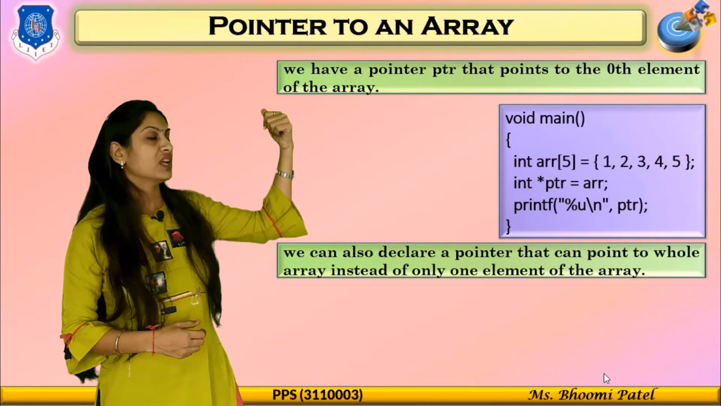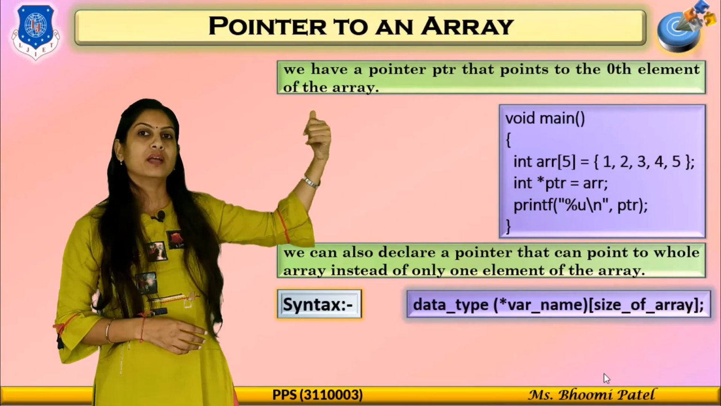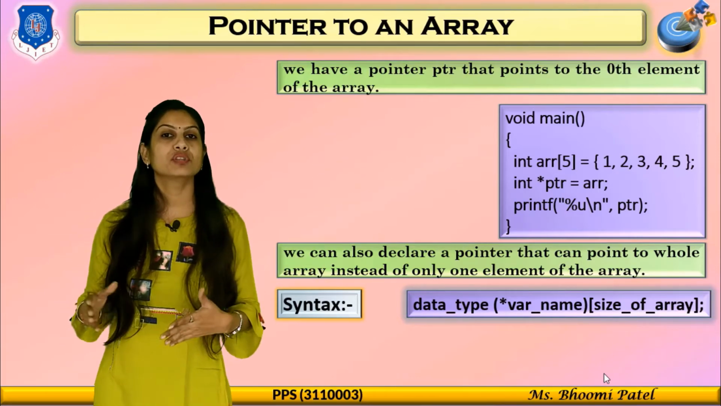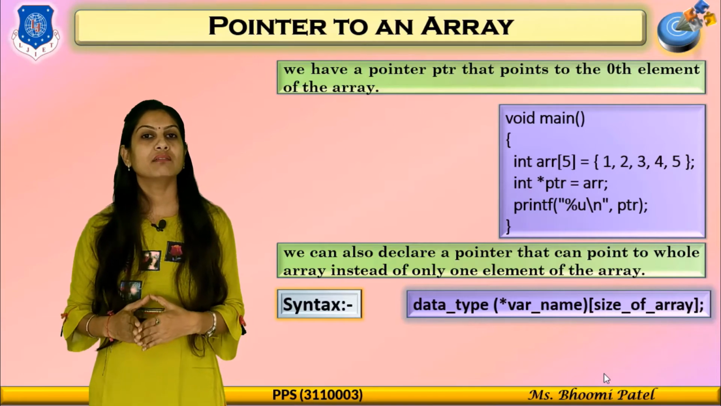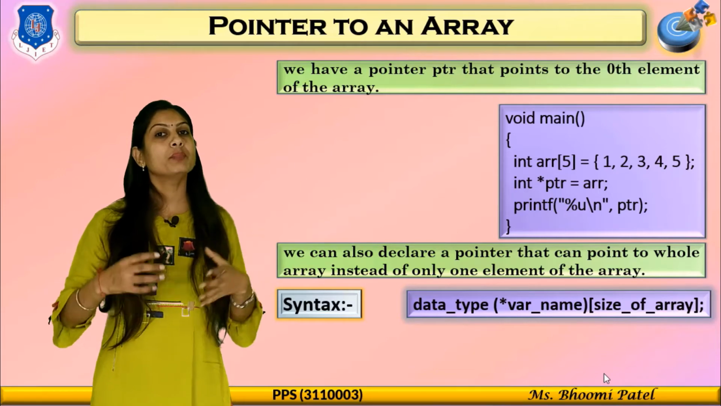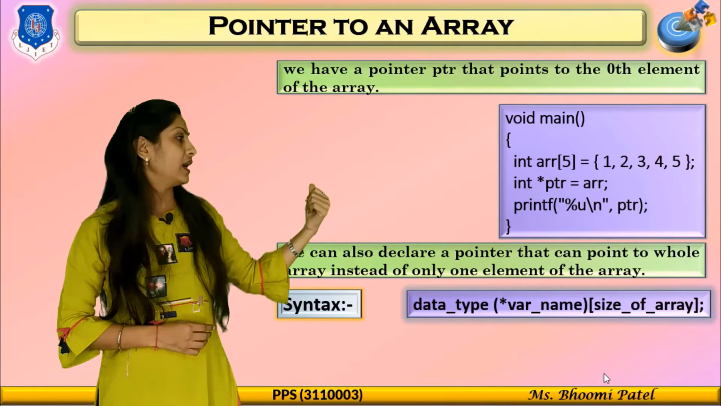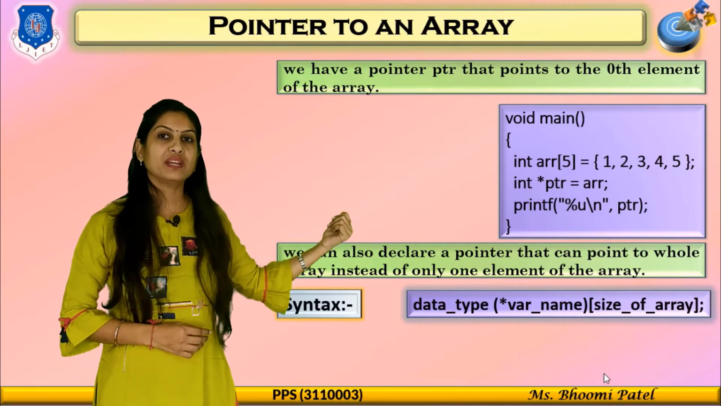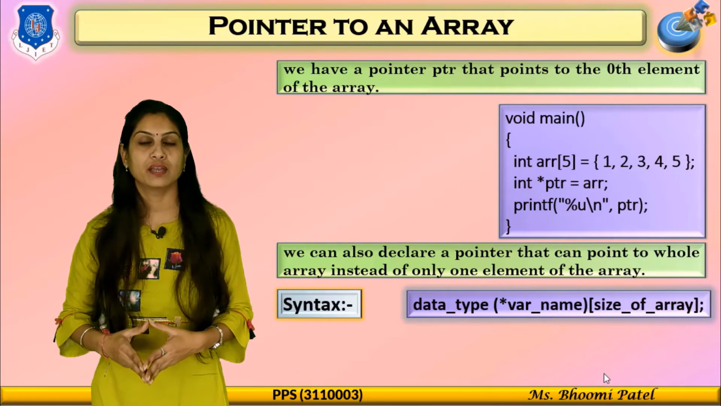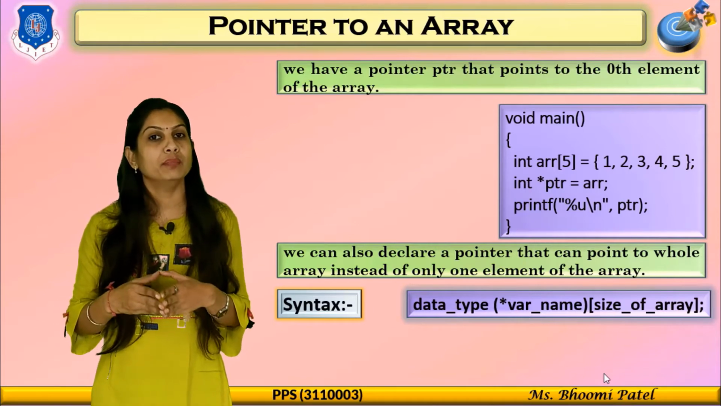So here I am taking one simple example of pointer and array, that is void main, and inside it integer array 5 having 5 different values 1, 2, 3, 4, 5 and then we declare our pointer integer star ptr equals array. So here ptr points to only a single element of the array, and then we print the address of ptr using printf %u and then ptr. So what happens, the first address that is stored in ptr will be displayed.